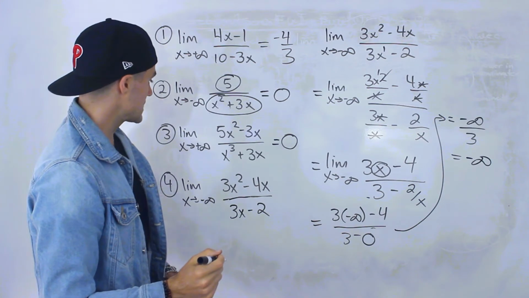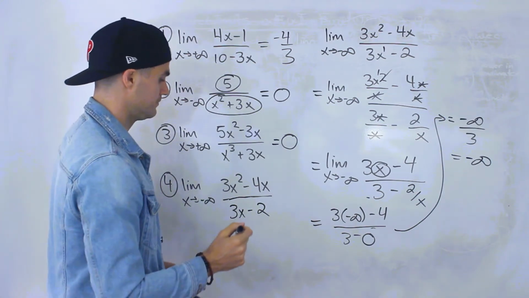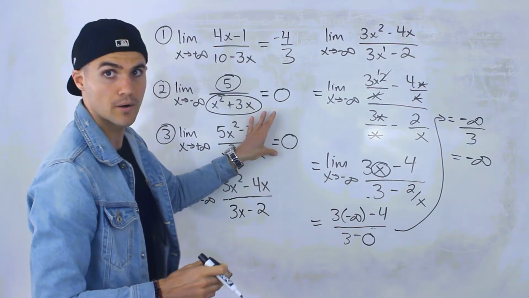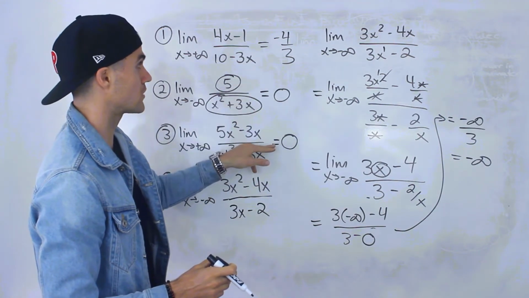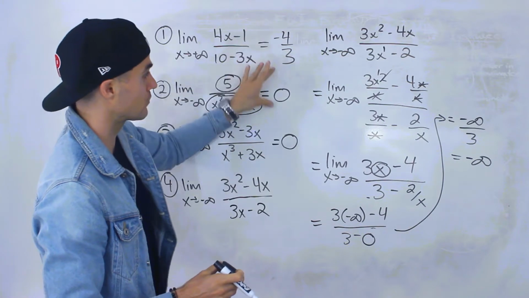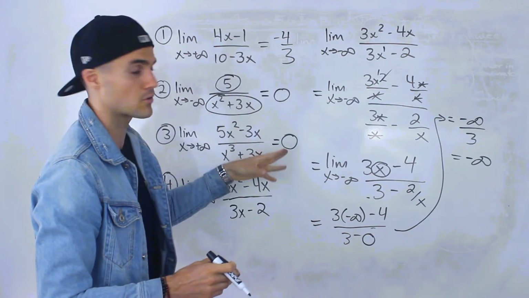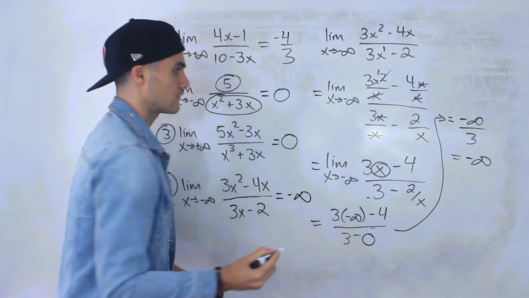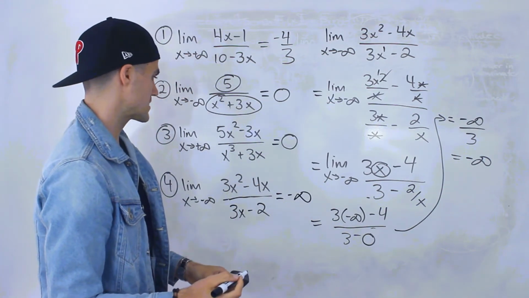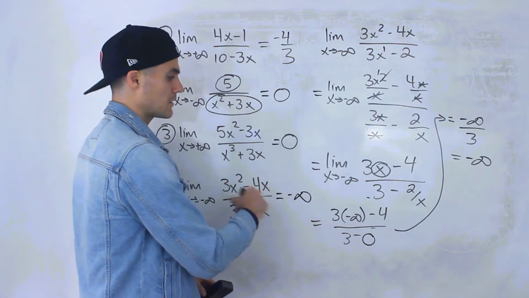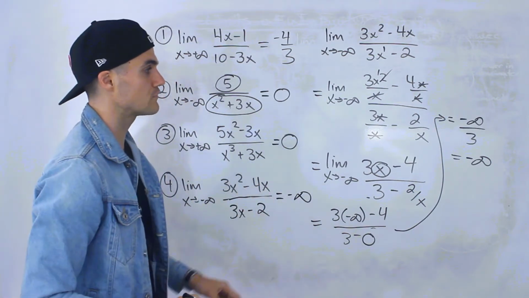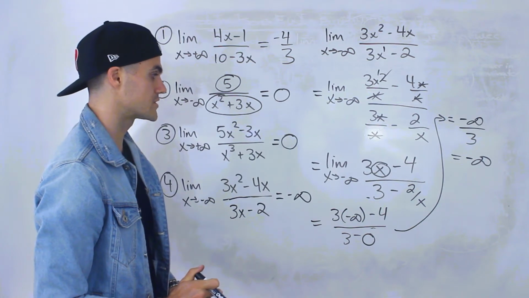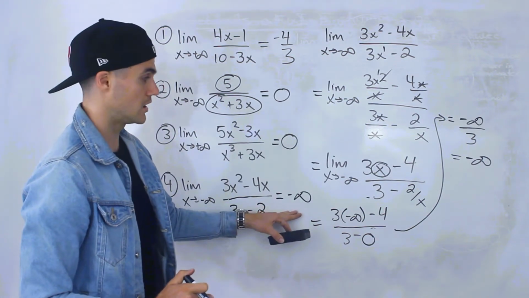Okay, so notice that this limit here, number 4, doesn't approach a certain number like 1, 2, and 3 did. Notice here we approach negative 4 over 3. Notice these approached 0. This one here is approaching negative infinity. And sometimes textbooks may even say that this limit doesn't exist. I'm going to actually write negative infinity here. So it's not approaching a certain number.